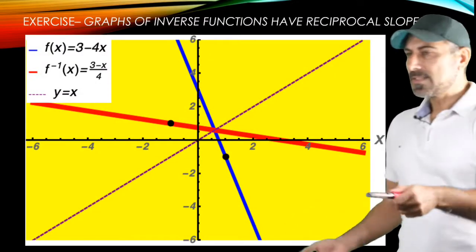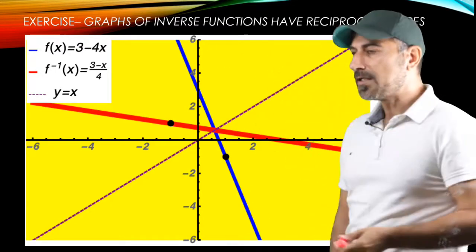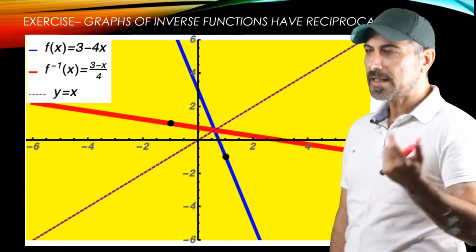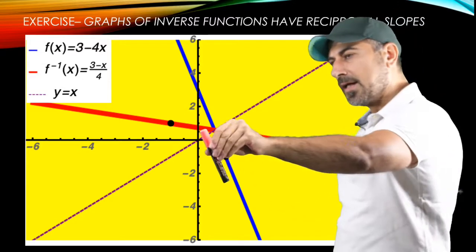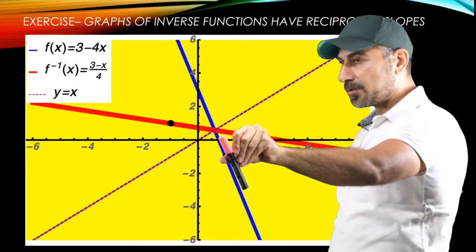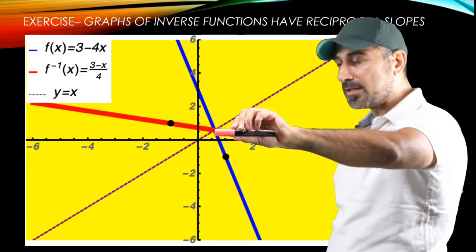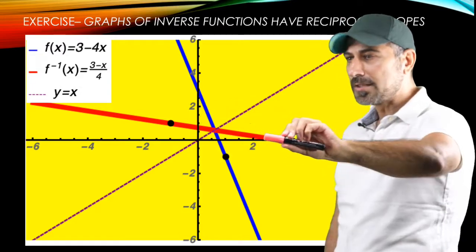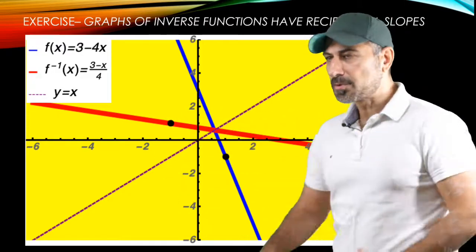Interestingly, since we're talking about lines to start with for f and f inverse, the tangent lines are going to be exactly the same as their equations. Because at this point, we have a line. If you look for the tangent line to a line, it is just the line itself, and the same thing is observed for the red line too. The slope of this line and the slope of this line are reciprocals of each other.